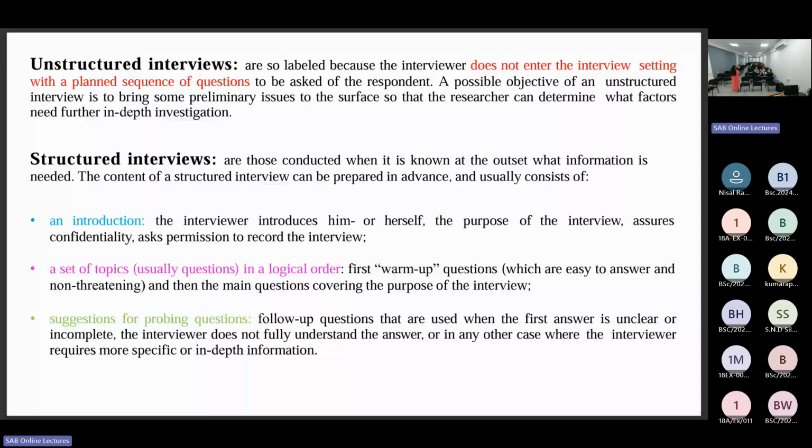But in the unstructured interview, yes, the unstructured interview.